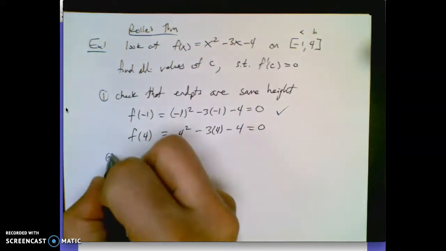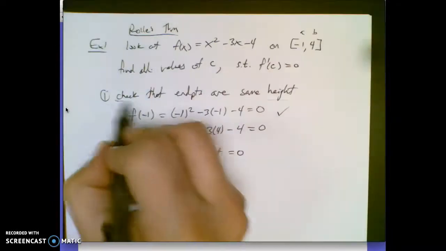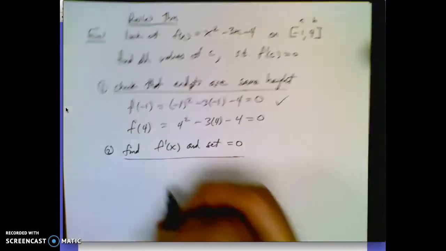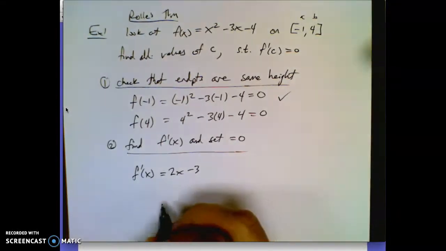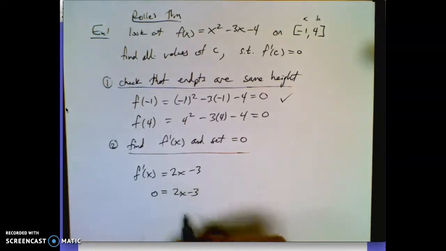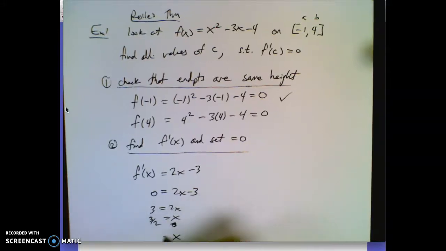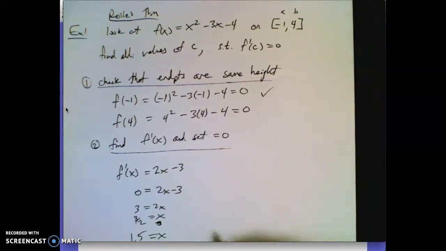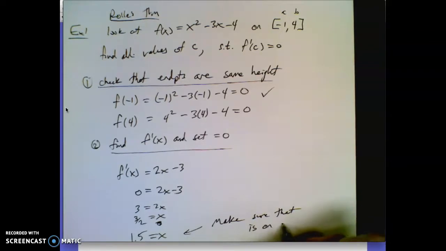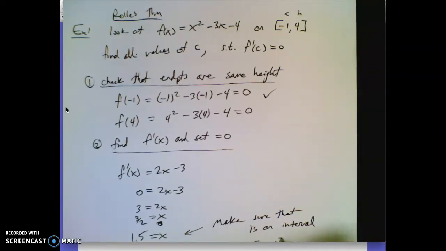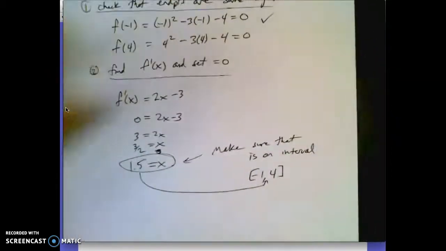Now I want to find f prime of x and set it to 0. That was my first step, to see if it starts and ends at the same height. The next step is to find all the places where the derivative equals 0. So first, take the derivative. That's an easy one: 2x minus 3. Now I set it to 0. Sometimes these will be harder equations, but this one's pretty easy. So x is 3 over 2, or x is 1.5. Now, last step, I want to make sure that is on the interval from -1 to 4. Is 1.5 between those numbers? Yep, there's my winner. That's where a max or a min would be, right there at 1.5.